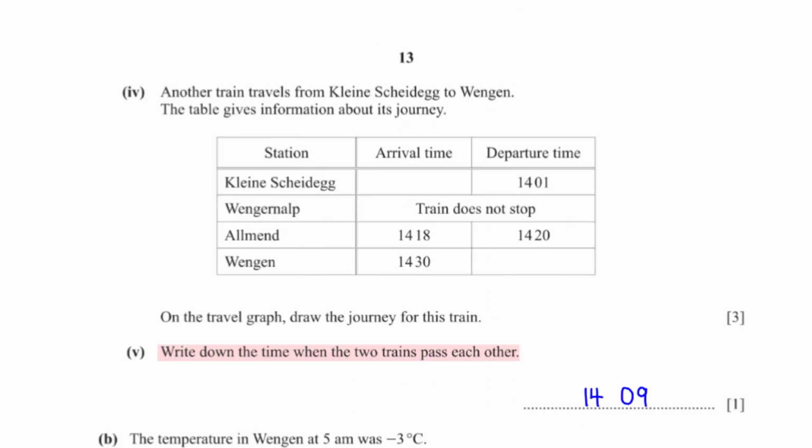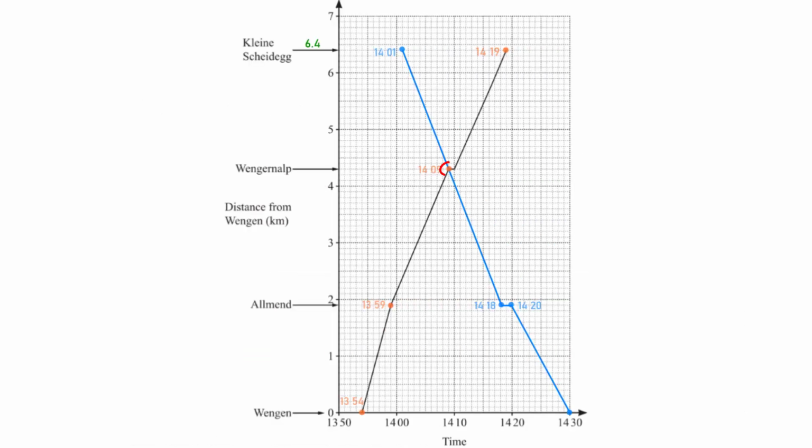Write down the time when the two trains pass each other. On the grid, we see that the trains pass each other at 14:09.